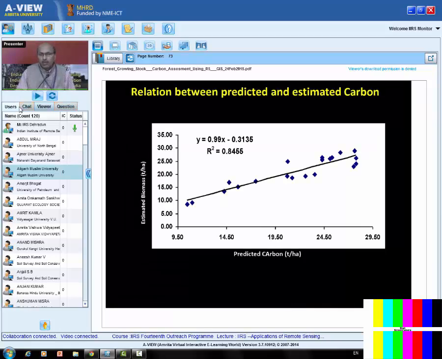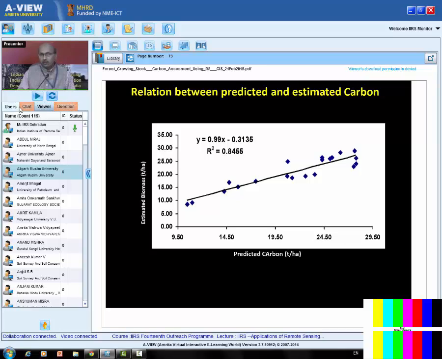Then we come to the modeling part. We can correlate the predicted and the estimated. As I said earlier, we have the per plot biomass, then we have the per pixel biomass, and then we can correlate and try to have the constants generated. We can generate an equation for that particular area. This indicates that we have a very good correlation, an R square value of 0.84, between the estimated carbon and all that.